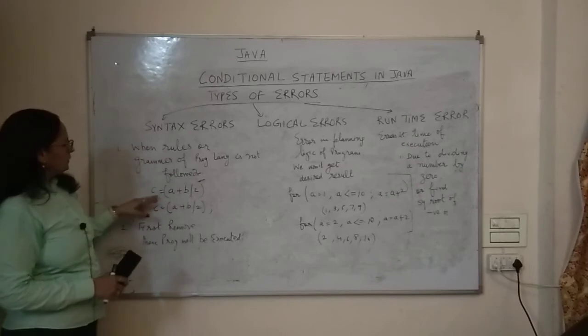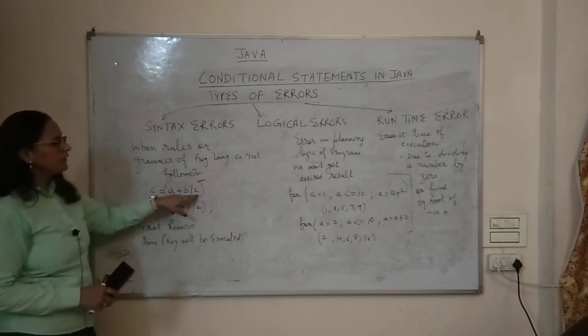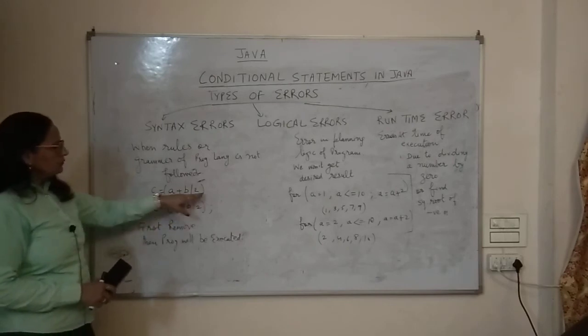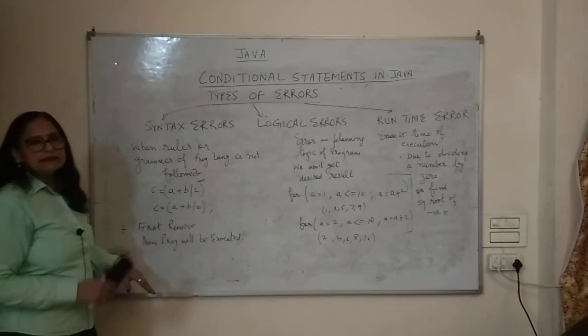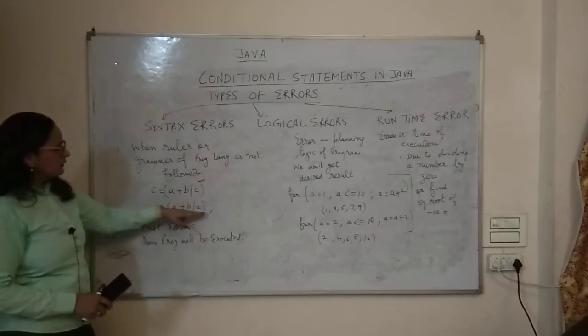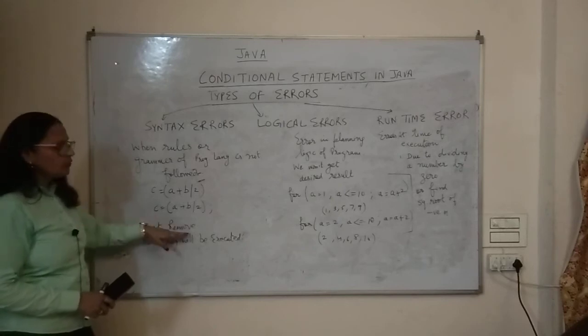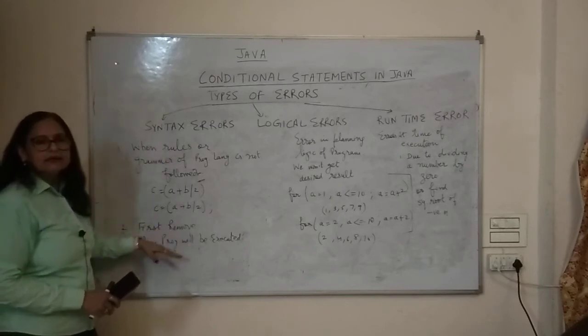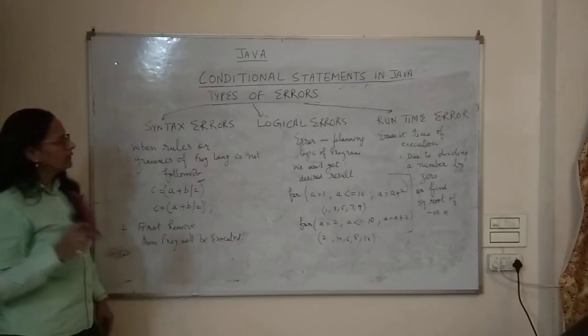So, for example, if we have written a = c = (a + b) / 2 and we have not put the semicolon at the end of this statement, then there will be a syntax error. The right syntax is this. So, my dear friends, first of all we need to remove all the syntax errors from the program, and then we can execute the program.